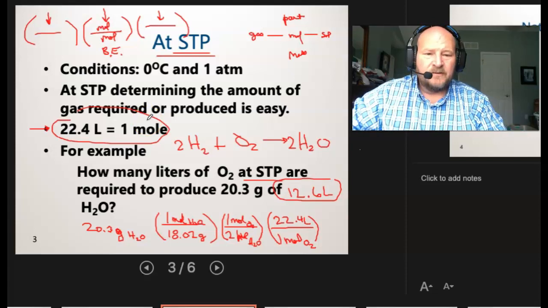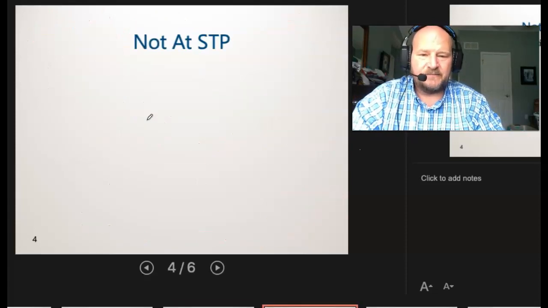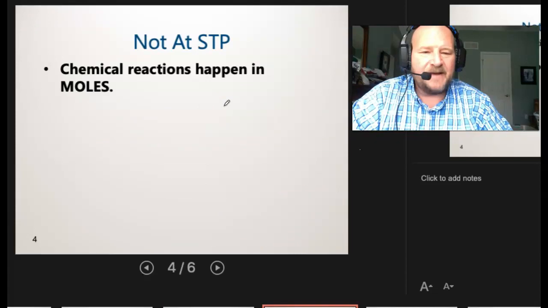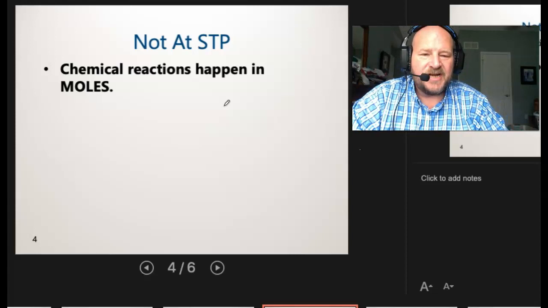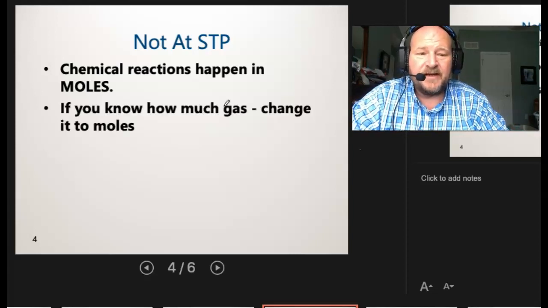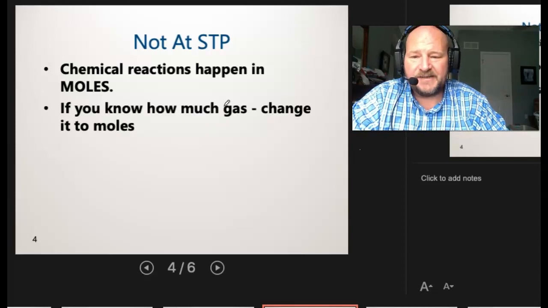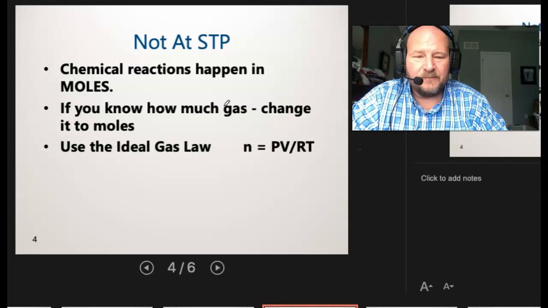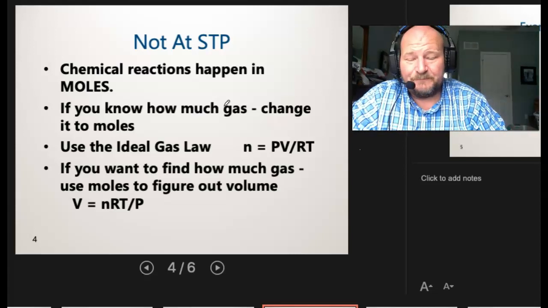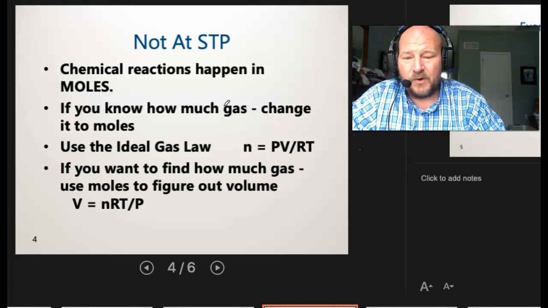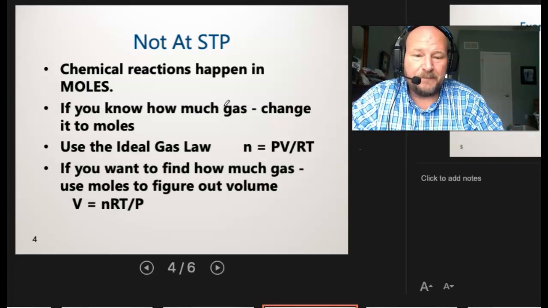Now, what happens when we're not at STP? Well, the key here is the reaction still has to happen in moles. It's still going to be 3 steps, but now you're just going to have more information given to you. So now let's say it's the beginning, okay? If I want to know how much gas, I'm going to change that to moles. I'll use the ideal gas law where n equals PV divided by RT. If I want to know how much gas, that means I'm looking for volume, and so that means I'm going to use moles times RT divided by P.